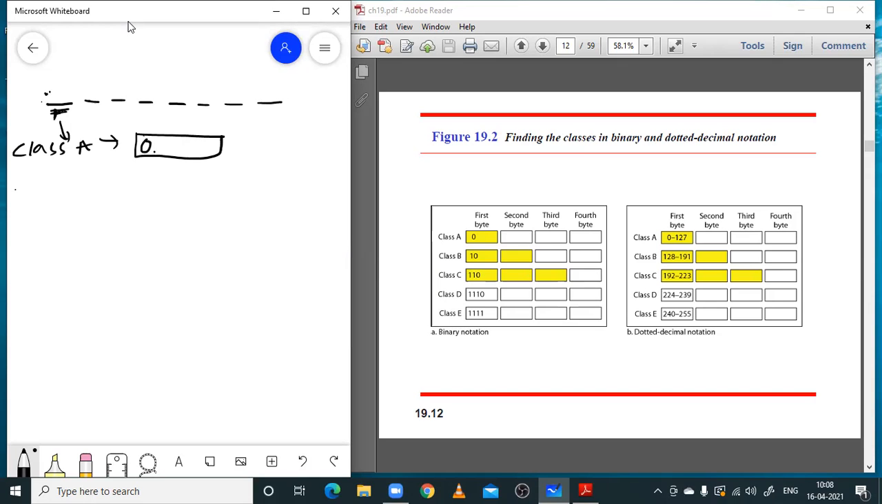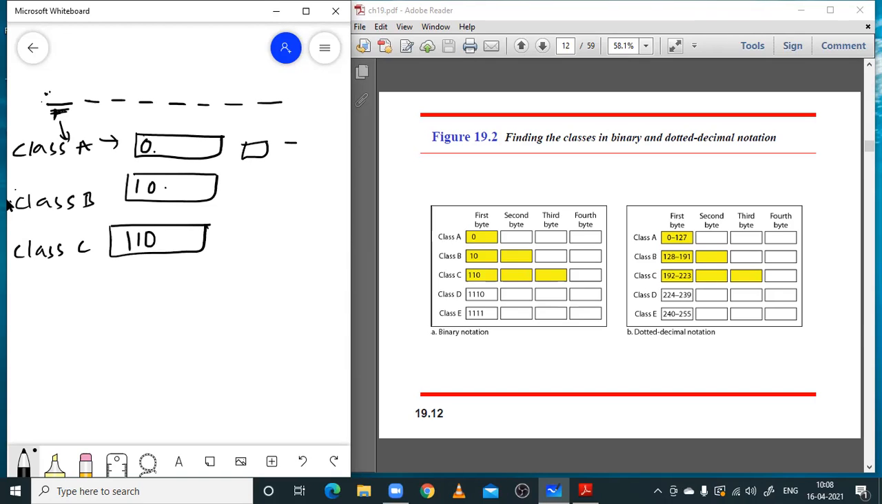Next, what about if I consider two bits, that is 1 0? This will be fixed for the first octet. This is class B. Now coming to class C, if I consider 3 bits of the first octet, the remaining octets are also there.